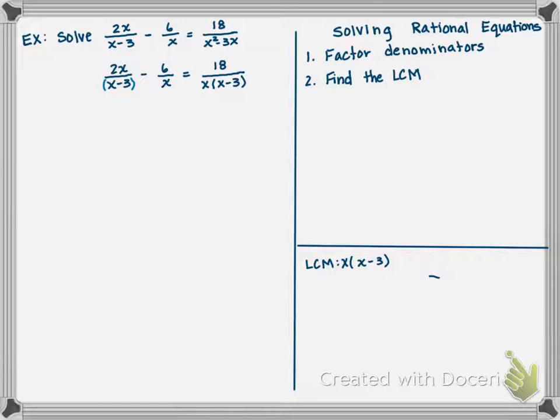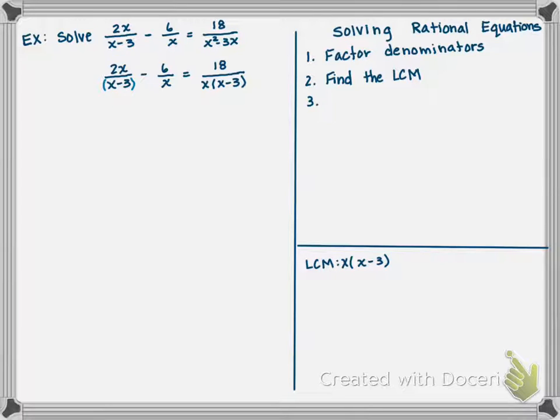So those are two separate factors. And then if I look at my third denominator, do I need any additional factors in my LCM to take care of that? No, I have both x and I have x minus 3, so I'm all set. So my LCM is x times x minus 3. And then the next step is to find those restricted values that we talked about in the last problem.